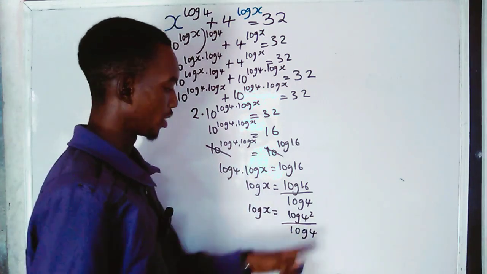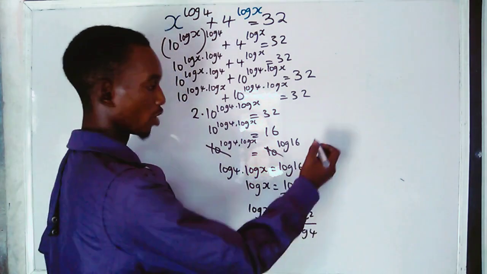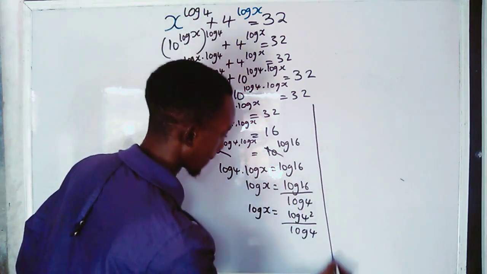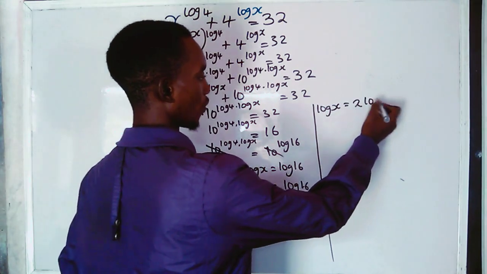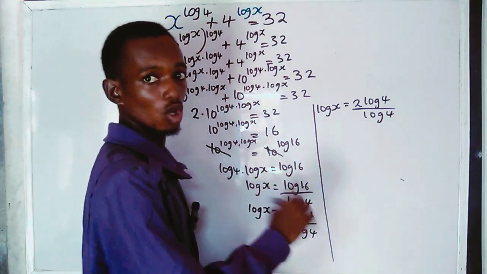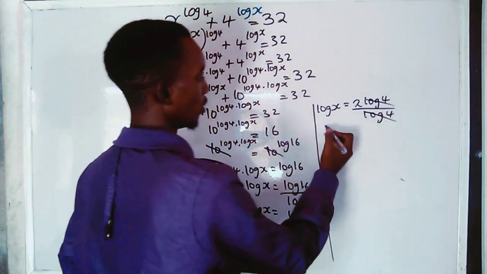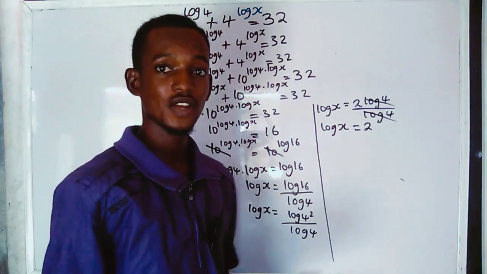Now we have log x equals log 4 raised to the power 2 all over log 4. And according to the law of logarithm, this power comes behind as a multiplier. Okay, so we're going to have log x equals 2 log 4 all over log 4. So log 4 cancels log 4. So we're left with log x equals 2. Can you see? It's very, very simple.